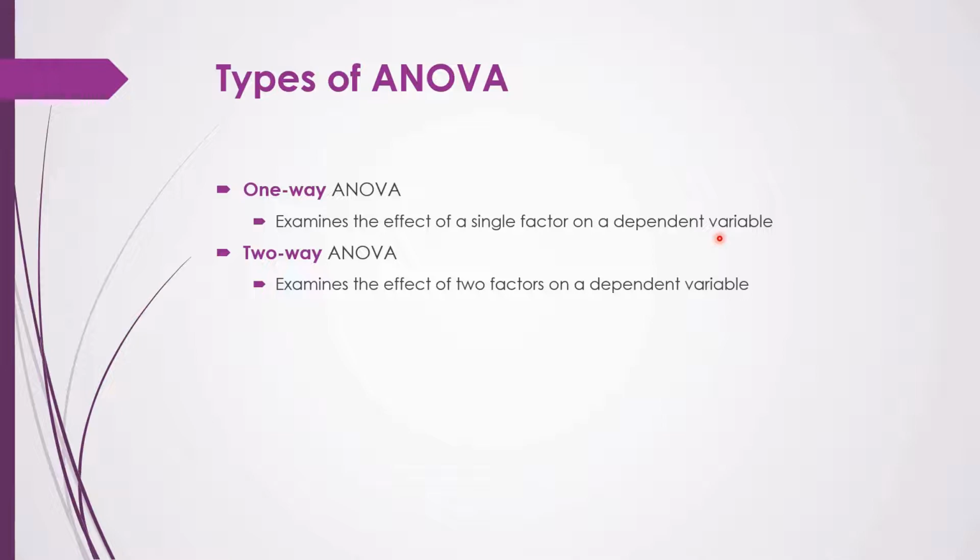Now what is two-way ANOVA? It examines the effect of two factors on a dependent variable. So if I want to study the effect of my teaching as well as a student's intelligence on his understanding of ANOVA, it's a two-way test. Why?